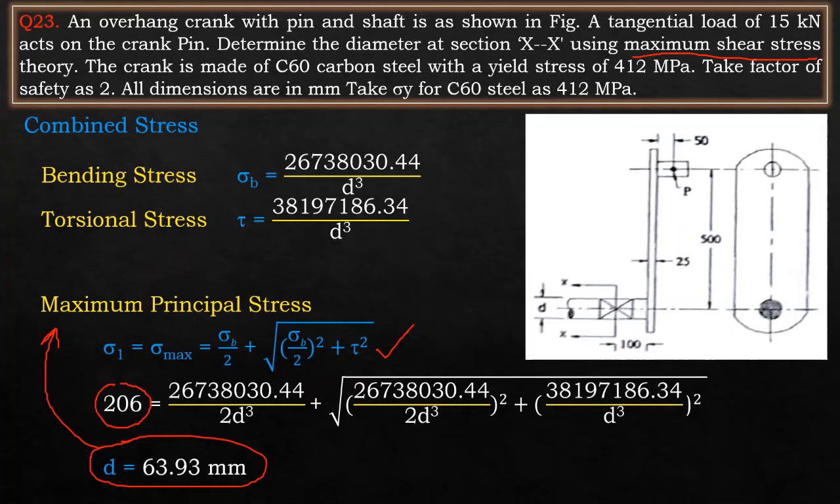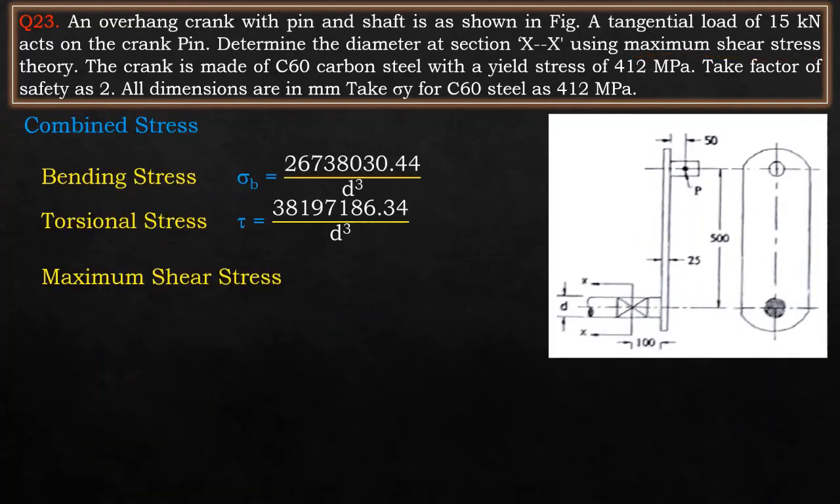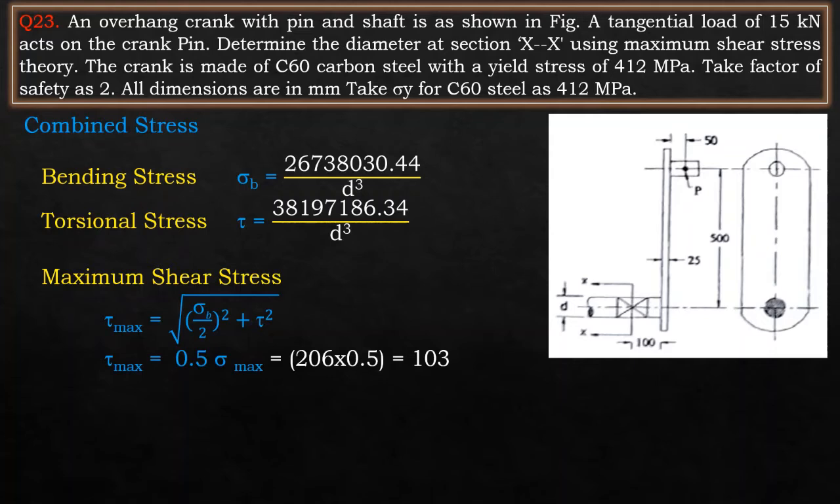Let us also solve by considering maximum shear stress theory. The maximum shear stress theory is represented by the following equation: square root of (sigma b by 2) whole square plus tau square. Now, how do we determine the maximum shear stress value? The maximum shear stress will always be 0.5 times the maximum normal stress. So in this case, the maximum normal stress is 206 megapascals, which is obtained by sigma y by FOS.